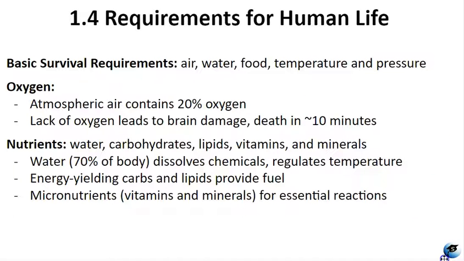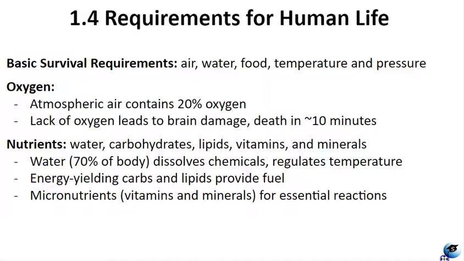Humans have been adapting to life on Earth for over 200,000 years, and this adaptation relies on the planet's air, water, food, temperature, and pressure conditions. Oxygen comprises 20% of the atmospheric air, and it's essential for chemical reactions, especially those producing ATP, or energy that's used by the cells. The brain, which is sensitive to oxygen deprivation, faces damage within 5 minutes of not having oxygen, and this leads to death in about 10 minutes usually.